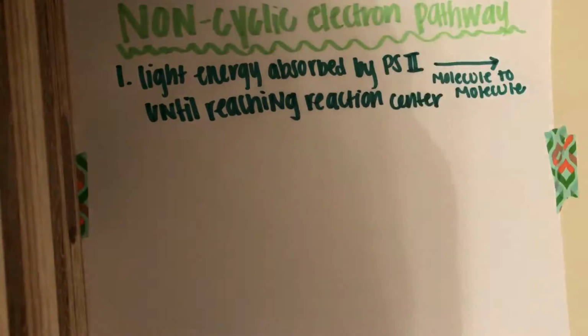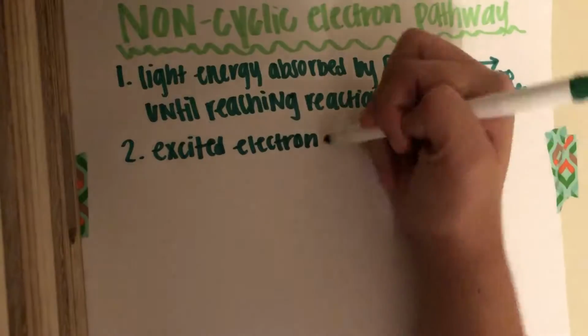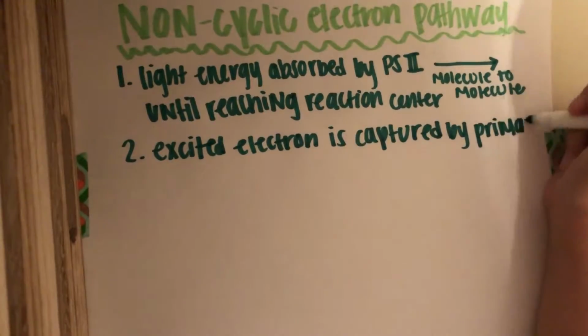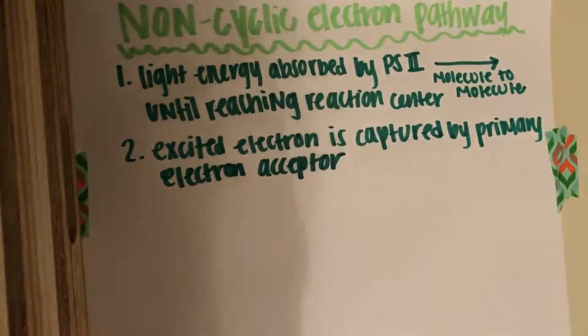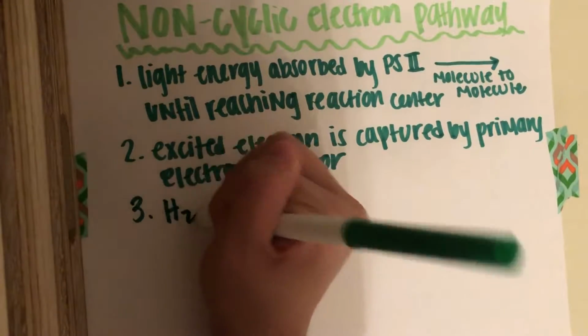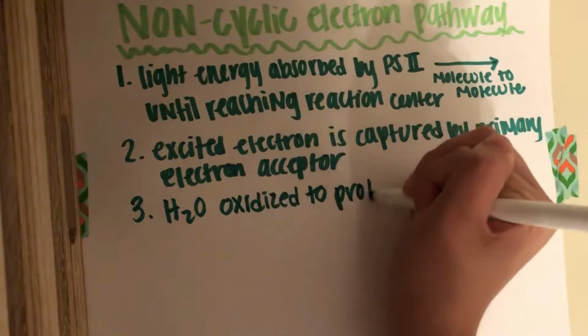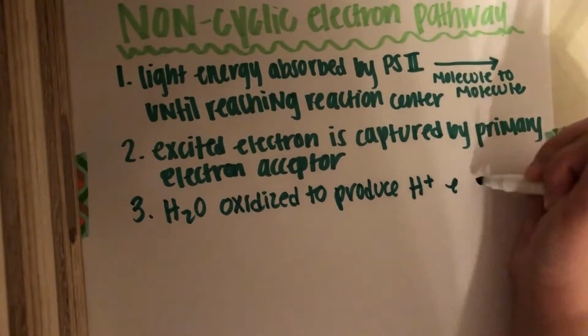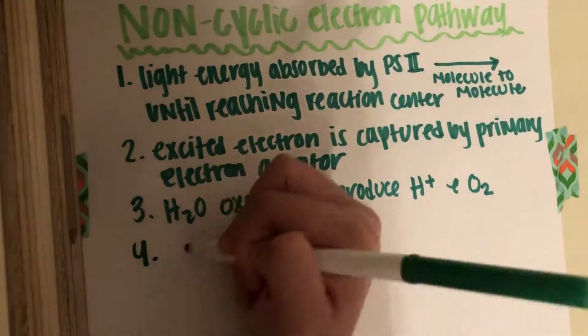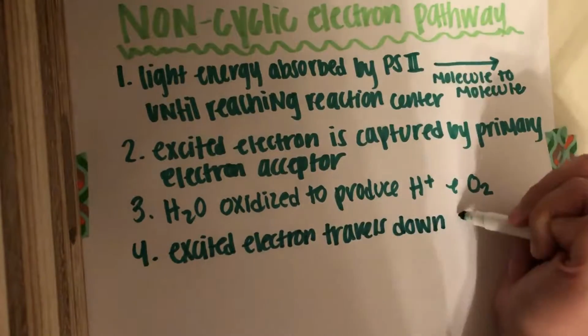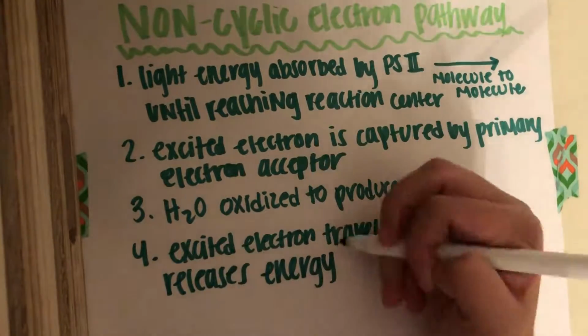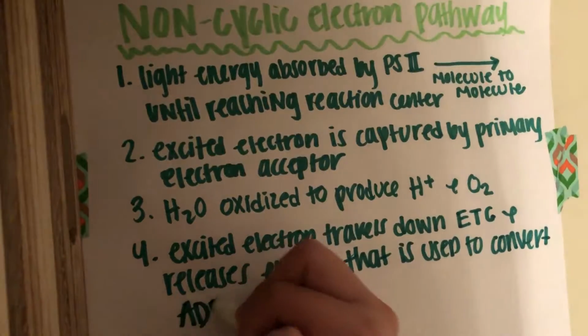In the second step, the excited electron is captured by the primary electron acceptor. In the third step, H2O is oxidized to produce H+, which will be used later, and O2, which is released. This will regenerate the electrons. In the fourth step, excited electrons travel down the ETC and in doing so release energy that is used to convert ADP to ATP through the process of phosphorylation.